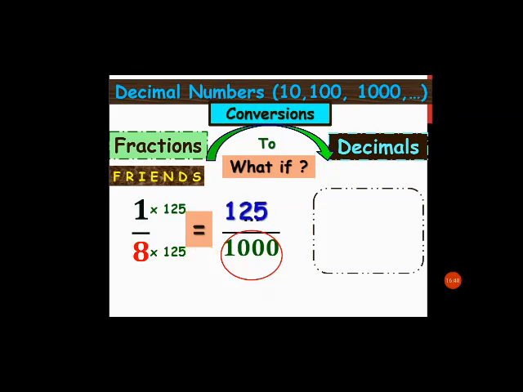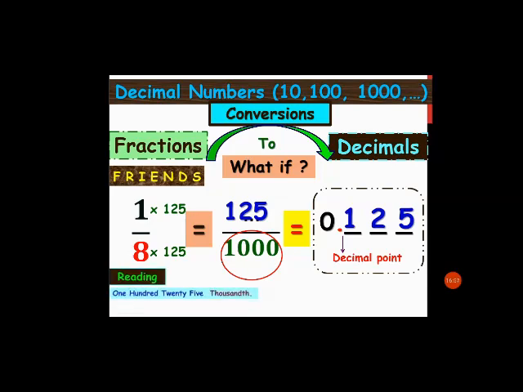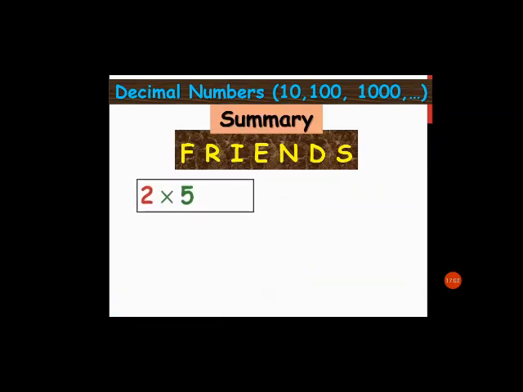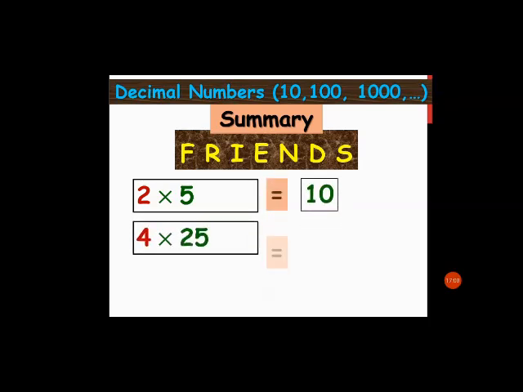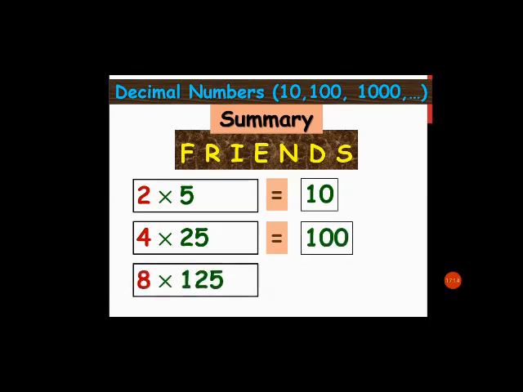So this is a proper fraction. So the whole number would be 0. And I have 3 places to the right of that decimal point. And I will write the numerator here. So 125, 0.125 or 125 thousandths. So the friends are: 2 times 5 gives me 10, 4 times 25 gives me 100, and 8 times 125 gives me 1000.